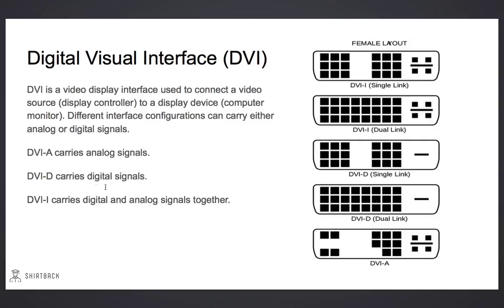DVI-D carries digital signals. The D stands for digital. DVI-I carries both digital and analog signals together on the same link. Review the interfaces to be familiar with each type.